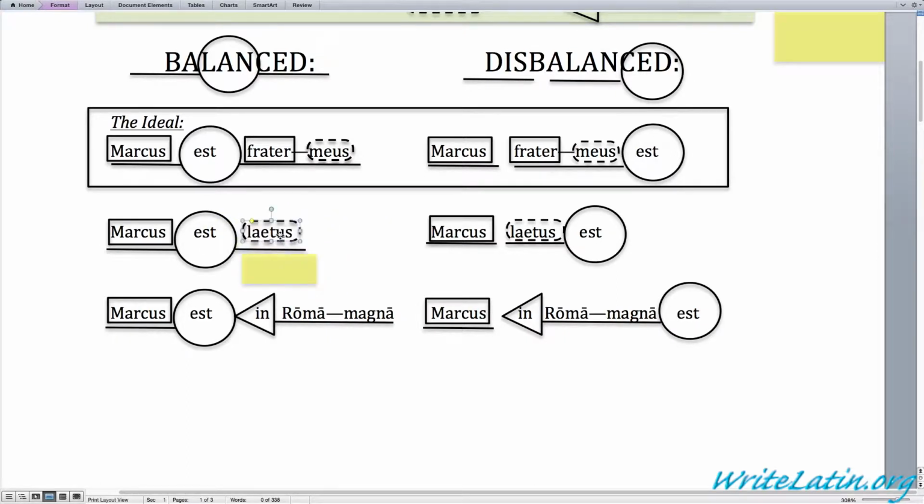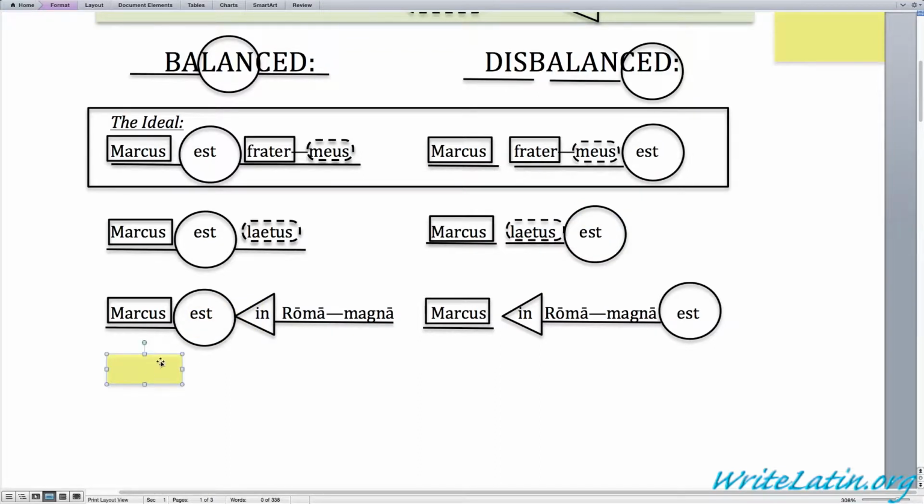Incidentally, in Latin, you can always translate a standalone adjective as if it were a noun by putting the word person or thing or one on the end of it. So instead of Marcus is happy, you could have said Marcus is a happy person or is a happy one. And in its disbalanced form, Marcus happy is, or Marcus a happy one is.